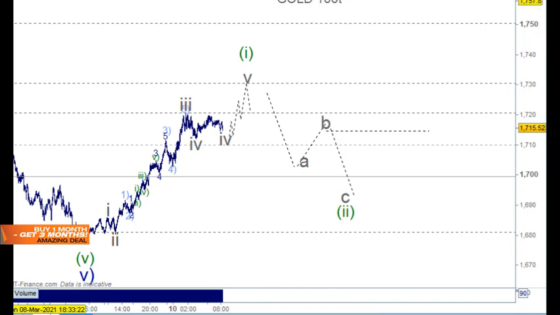Alrighty. So the other one is silver. So with silver, I've come up with another bullish count actually.